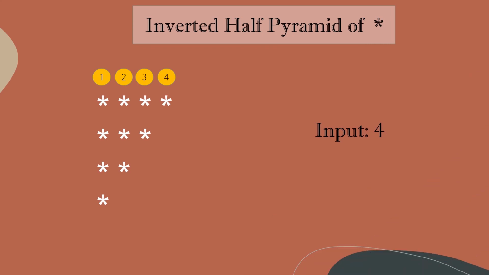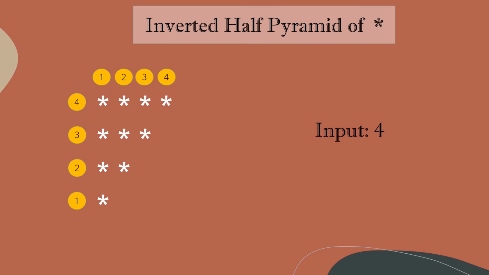Next we have inverted half pyramid of stars. So first I will take input from user. Basically this input is the number of rows I have to print. In this case the input is 4. Now to print this I have to print 4 stars in the first row, 3 stars in the second row, 2 stars in the third row, and 1 star in the last row. So here I will start my loop from the row number and I will end at 1.